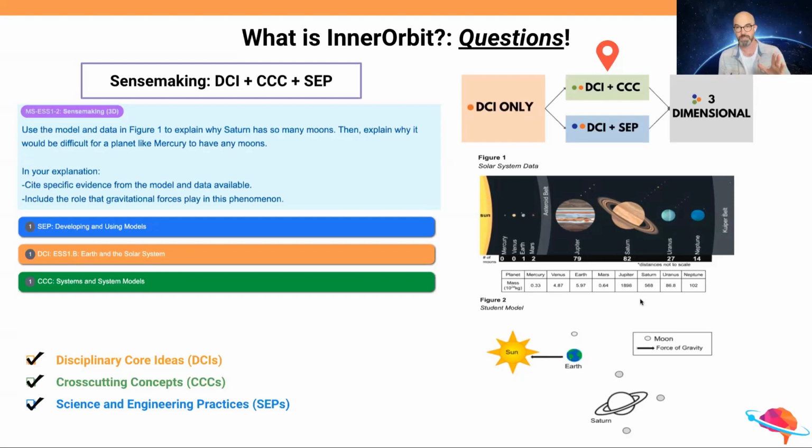So this is a three-dimensional question. Students use that understanding of the parts of a model. They need to understand how gravity plays into that interaction, and they have to cite evidence from the models that we give them in order to make sense of this phenomenon. These are three-dimensional questions. It's a free response question, but we also have multiple choice questions that are three-dimensional.